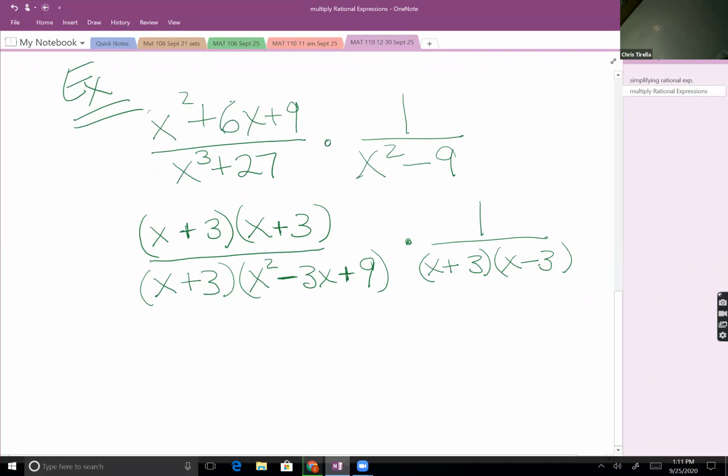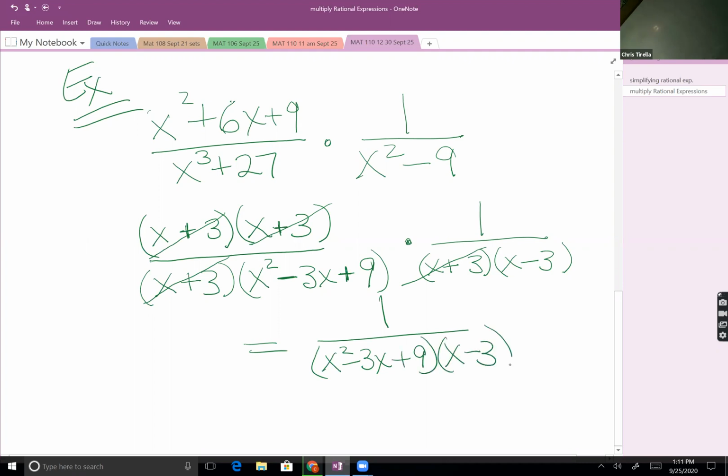Now, when I look for common factors, there's a common factor of x plus 3. There's another common factor between the numerator and the denominator of x plus 3. And so I'm left with 1 over x squared minus 3x plus 9 times x minus 3. That one all right?